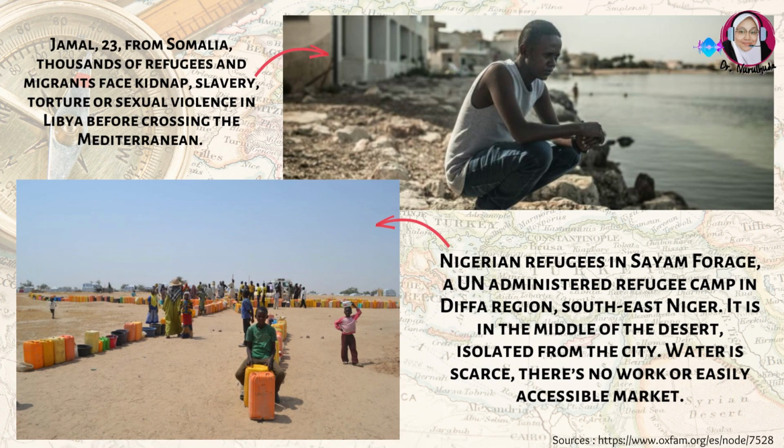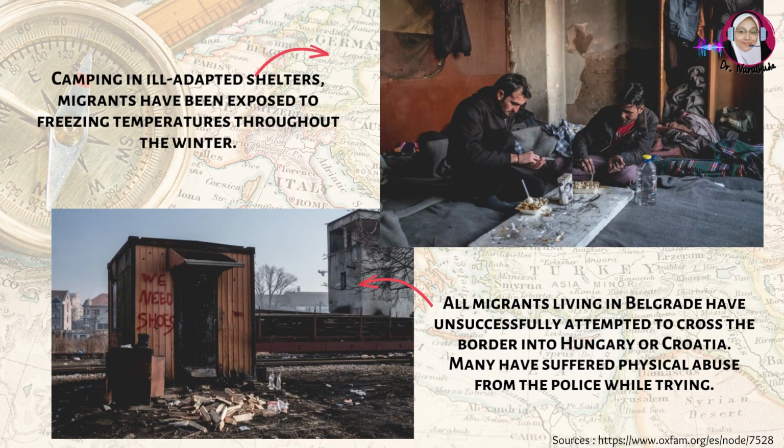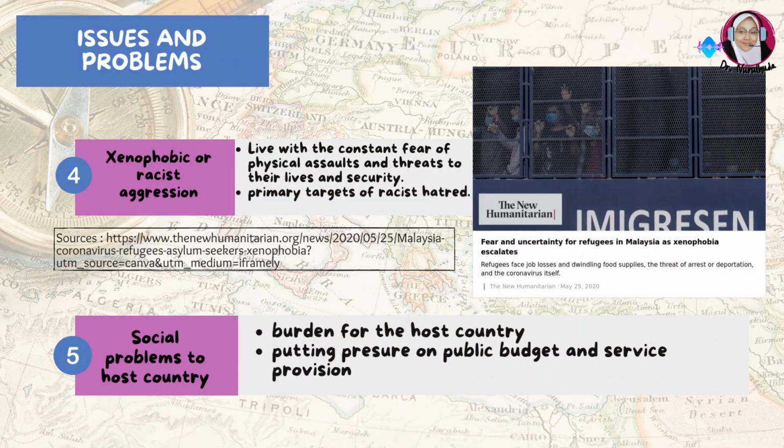You can see Jamal there from Somalia. You can see Nigerian refugees in Siam Forage in the picture down there, in Diffa region, southeast Niger. You can see the refugees camping in ill-adapted shelters. And then pictures down there: many migrants living in Belgrade have attempted to cross the border into Hungary or Croatia. Many have suffered physical abuse from police while trying.